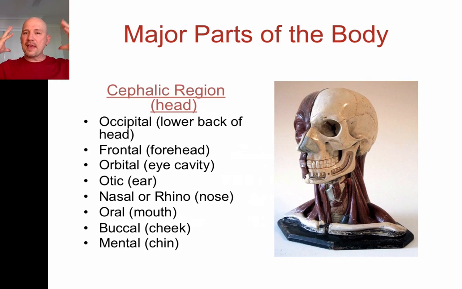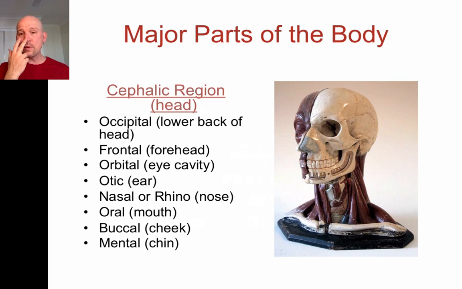When we're talking about the head, the general medical term for the head is the cephalic region. And when we talk about things towards the head, we say it's cephalic in its direction, which we'll get to. So the occiput is the lower back part of the head, this curved bit at the bottom. That would be my occiput. The frontal is the forehead, orbital, the eye cavity. Otic is the ear. So otorrhea, for example, is blood coming out of the ears.